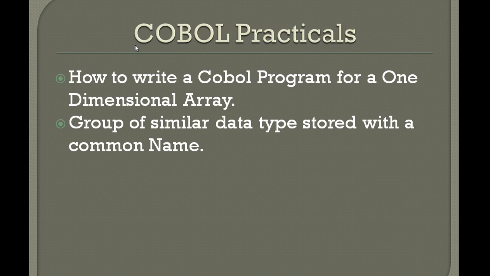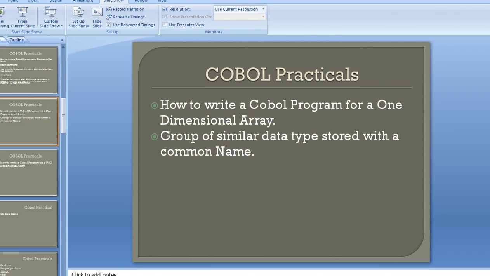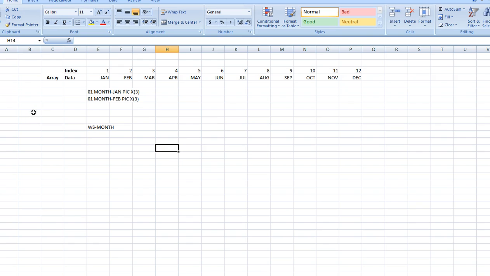you would have to declare different data names. In order to avoid this, if we have a group of data items of the same data type, we are going to create arrays. So let me tell you an example. So here is an example.